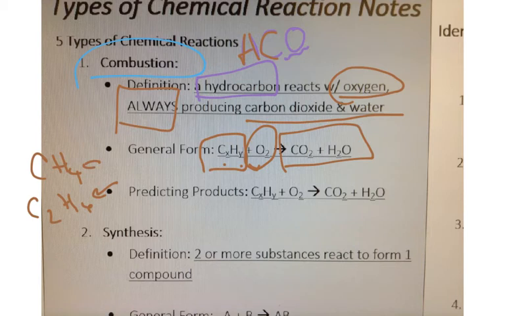When you're predicting the products, or you're going to be expected to predict products, what you're going to look for is, do I have a hydrocarbon, and am I reacting with oxygen? If I am, then I guarantee know that my products are going to be carbon dioxide and water. I don't even need to think about it.